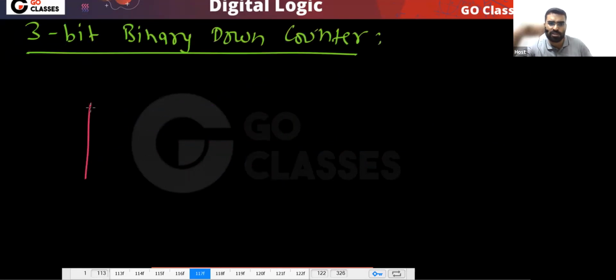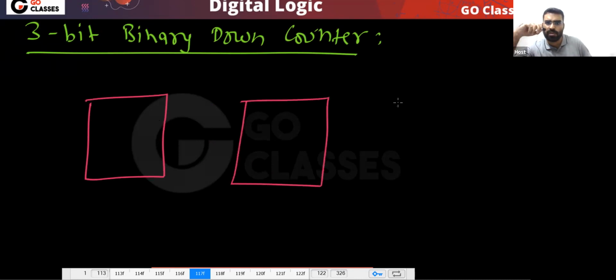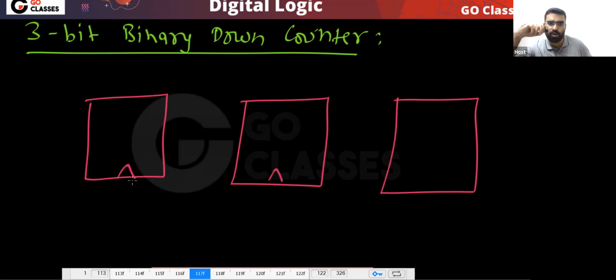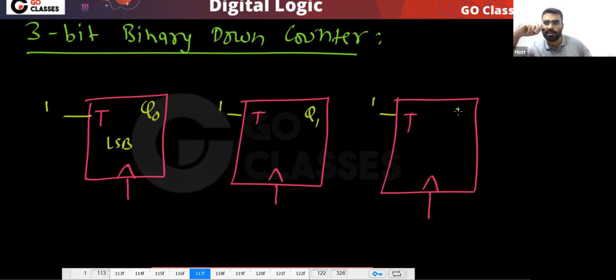If your flip-flops are positive edge triggered, then what to do? And if your flip-flops are negative edge triggered, then what to do? Remember, these are T flip-flops, and this is connected to 1, this is also connected to 1, and this is also connected to 1. This is your LSB. Let's call it Q0, let's call it Q1, and let's call it Q2.